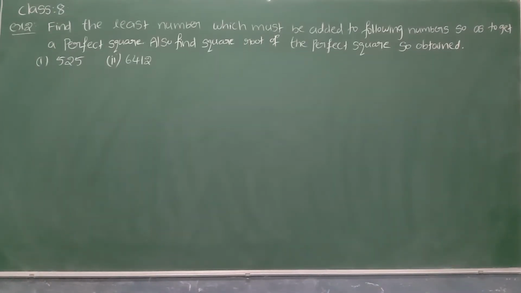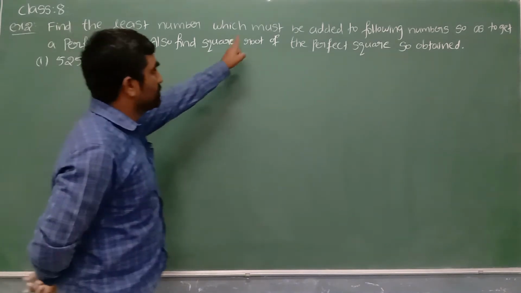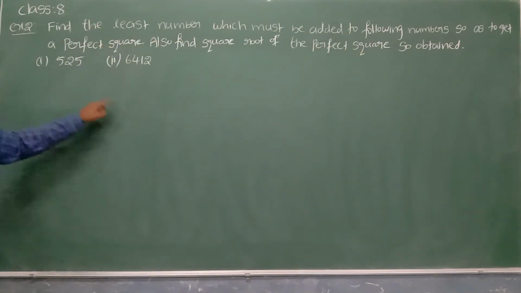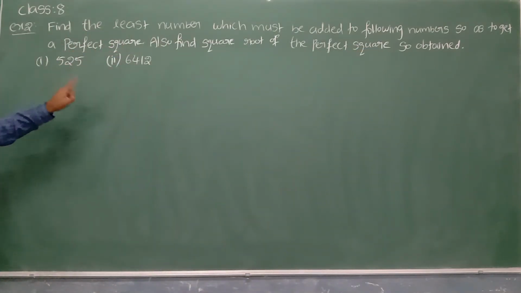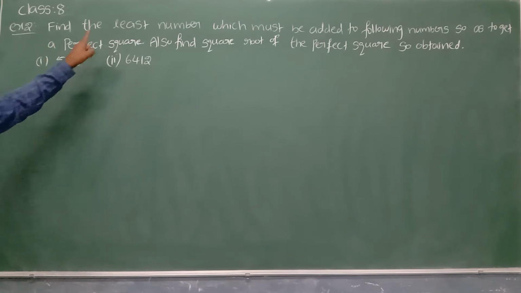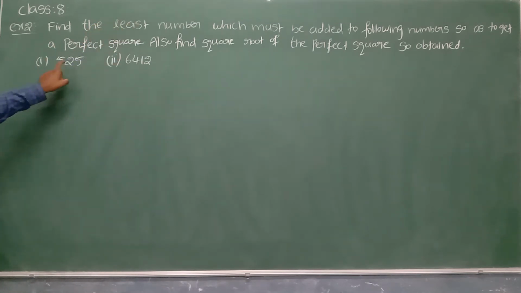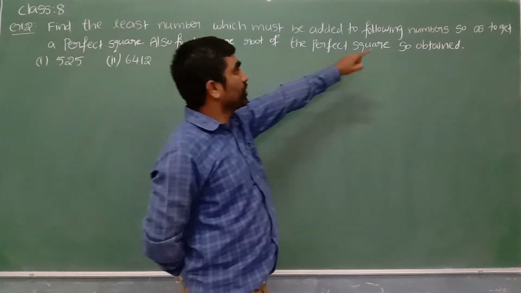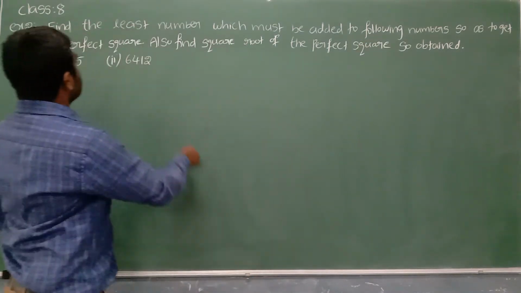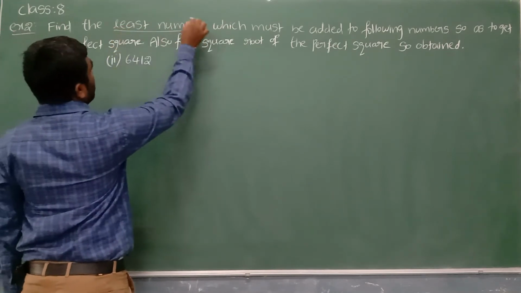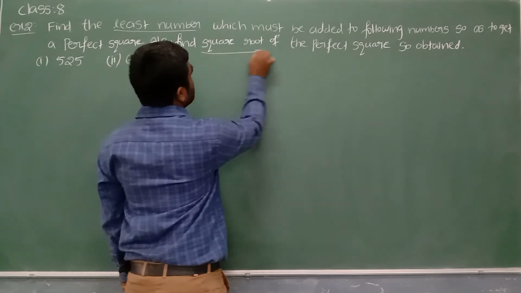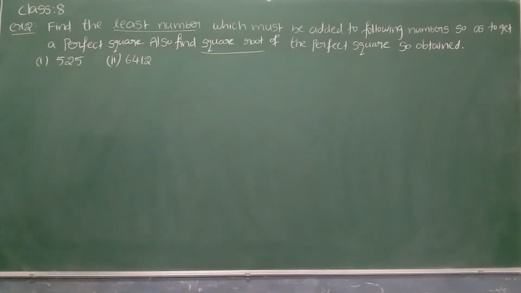Yes, okay children, we will see one more example. They are asking: find the least number which must be added to the given number so as to get a perfect square. 525 is not a perfect square. To make it a perfect square, we need to add one least number. What is the least number we can add to make it a perfect square? Also find the square root of the perfect square obtained. First we have to find the least number we can add, and after getting the perfect square, we have to find its square root also.